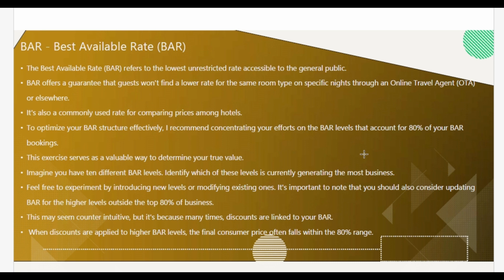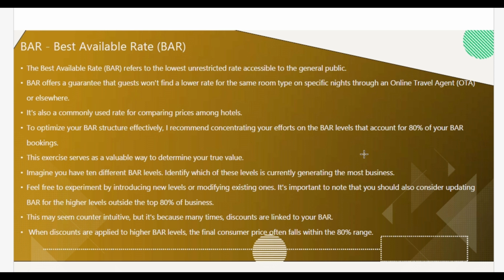Now, also one of the key responsibilities as a revenue manager, you have to work on the best available rates, and decide on the different BAR levels, etc., which we'll be going through. So, what is best available rate? It is basically a rate which refers to the lowest unrestricted rate accessible to the general public. There are no restrictions such as length of stay or a restrictive cancellation policy, etc. It's an open, non-restricted rate accessible for everyone to book.